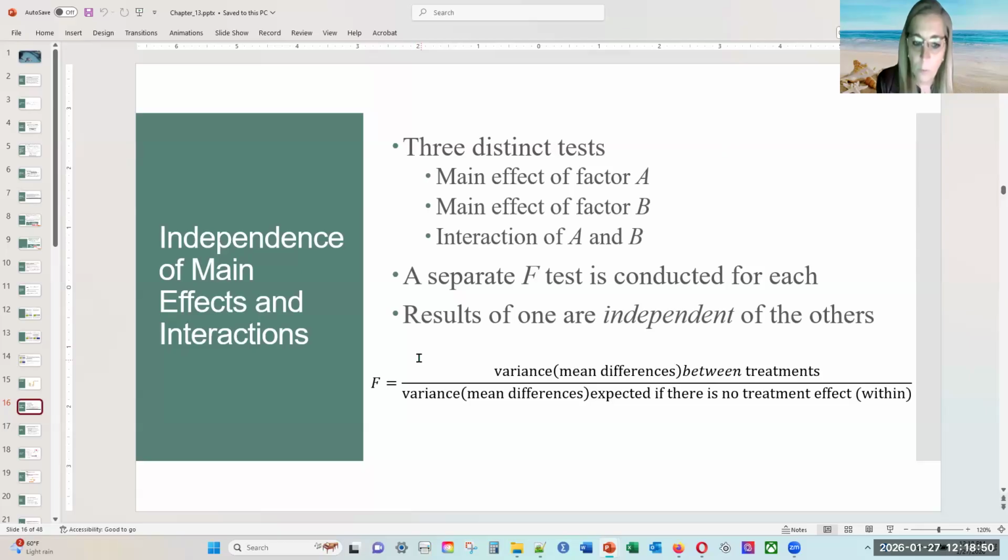Okay, so like I mentioned before, when you are doing factorial ANOVA, you are doing 3 distinct tests. In the case of a 2 by 2 factorial ANOVA, which is what we're looking at here, or 2 factors in a factorial ANOVA, you're looking for whether there's a main effect for the first factor, if there's a main effect for the second factor, and if there's an interaction effect. All right, and you need to do a separate F-test for each possibility.